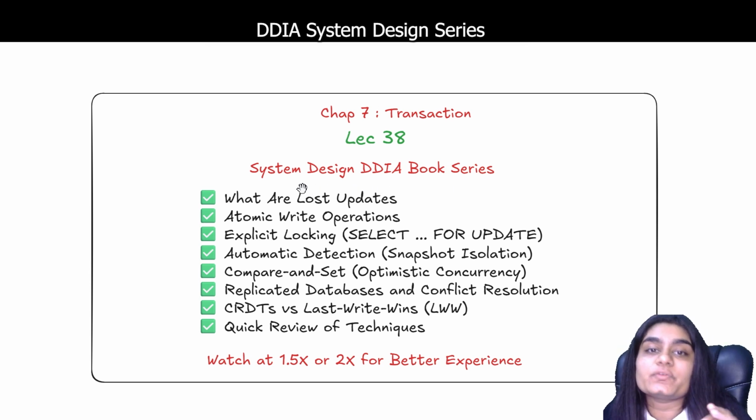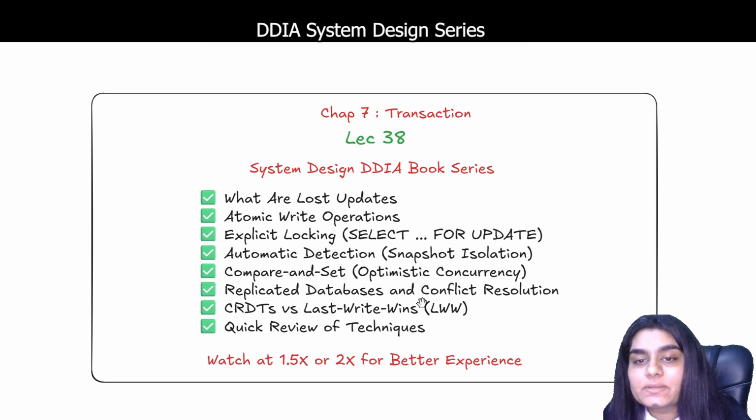So in this lecture, we have discussed what lost updates are, atomic write operations, explicit locking, automatic detection, compare and set, replicated databases and conflict resolution, CRDTs versus last write wins, and a quick review of techniques.